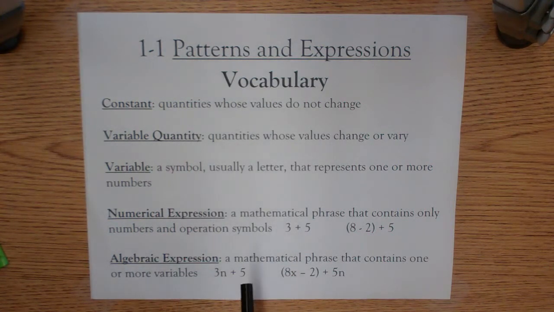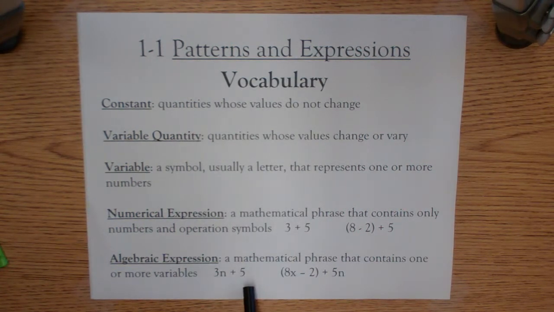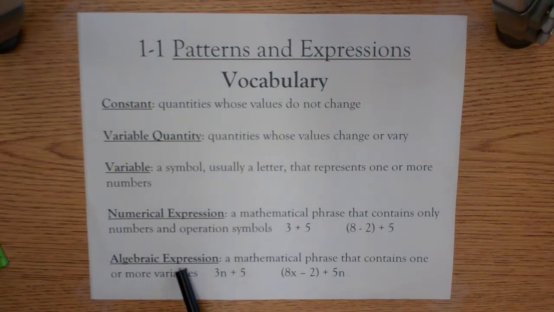All right, algebraic expression: a mathematical phrase that contains one or more variables, such as 3n plus 5 or 8x minus 2 plus 5n. Easy way to tell which one you have: if you have a variable in your expression, it's algebraic. If you only have numbers, it's numeric. All right, so pause the video, make sure you get those written down.